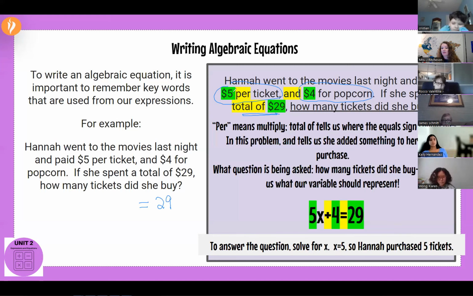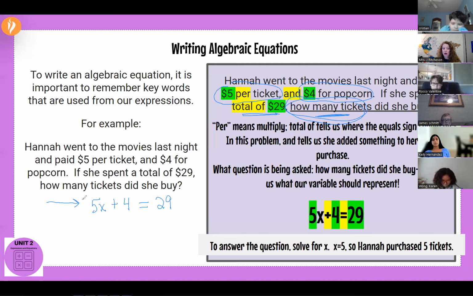We know she bought tickets at $5 each. The question is, how many tickets did she buy? I don't know. So x is going to represent the number of tickets she bought. We know that they were $5 times the number of tickets. Is that all she bought? She also bought popcorn for $4. So this is the two-step equation, and x represents the number of tickets Hannah bought. Does that make sense?